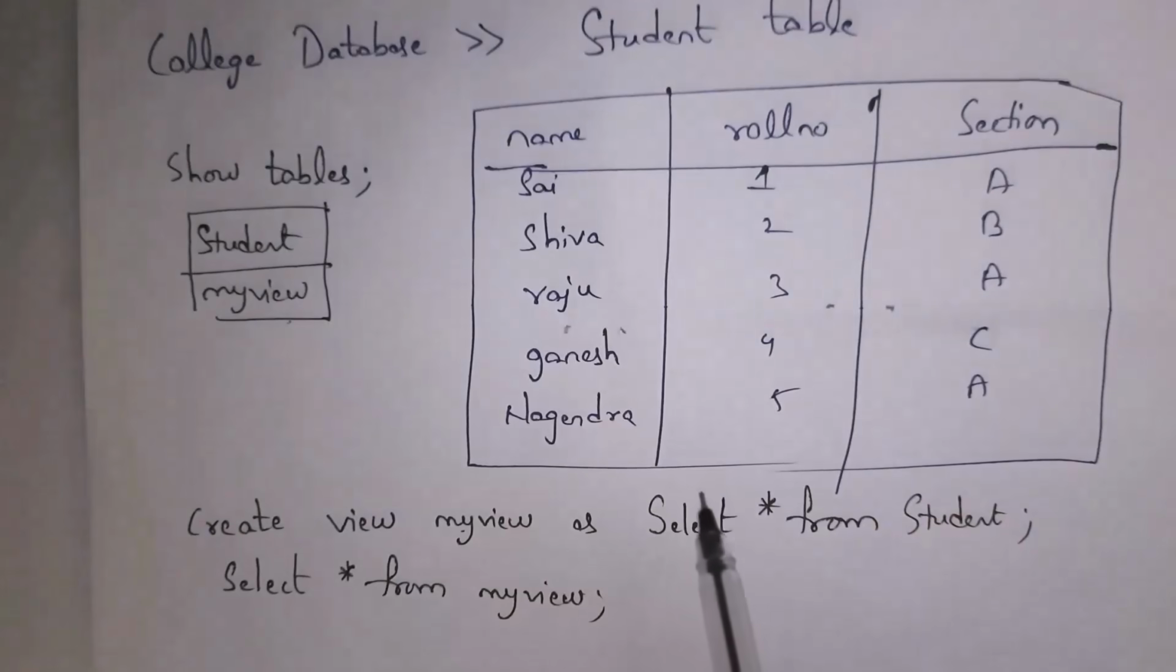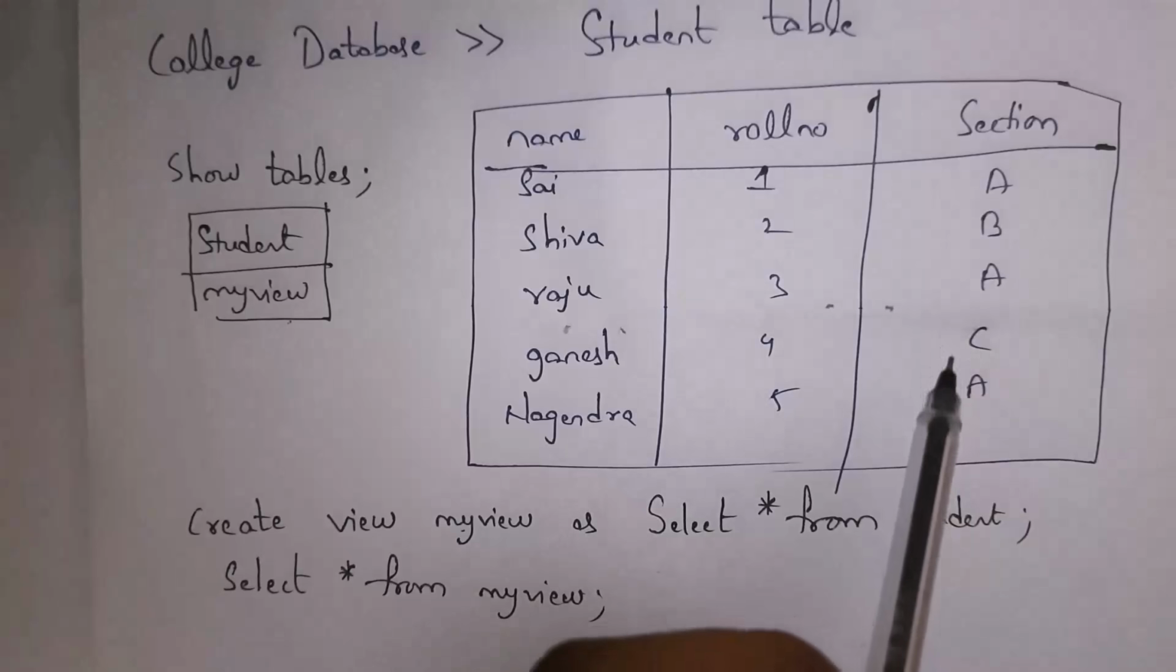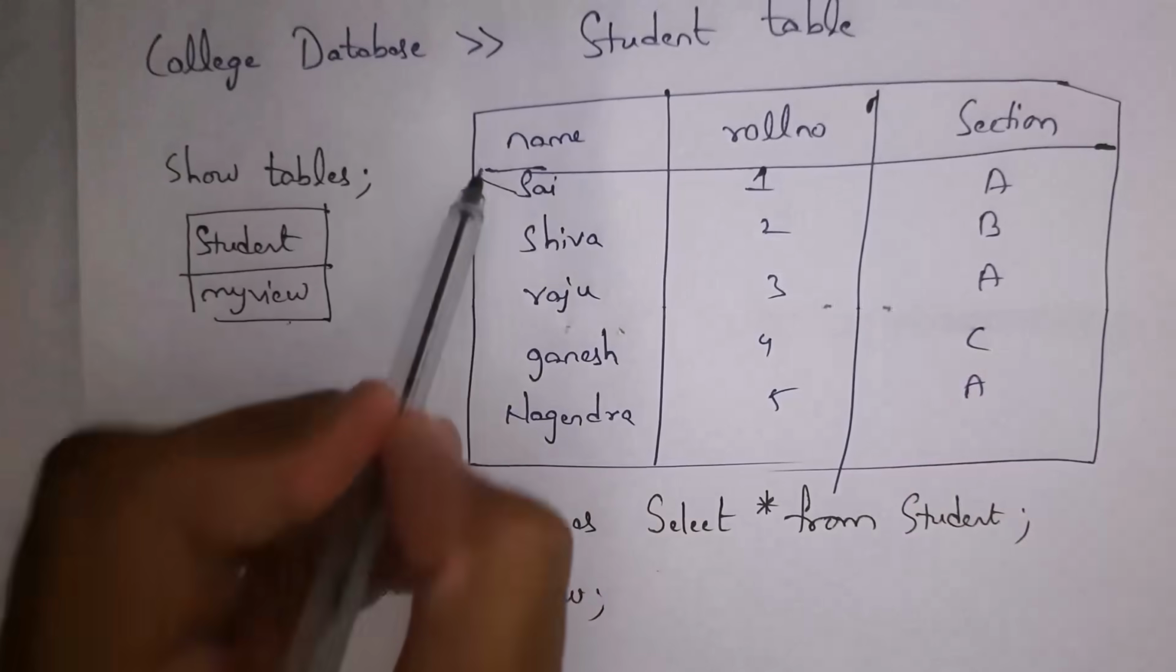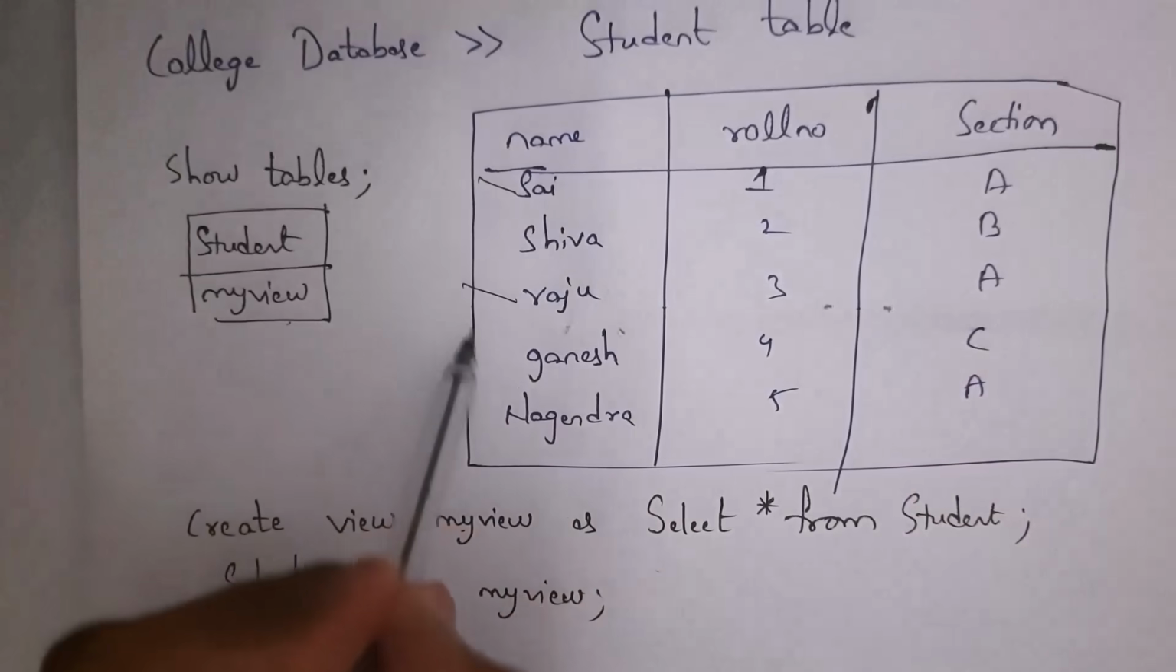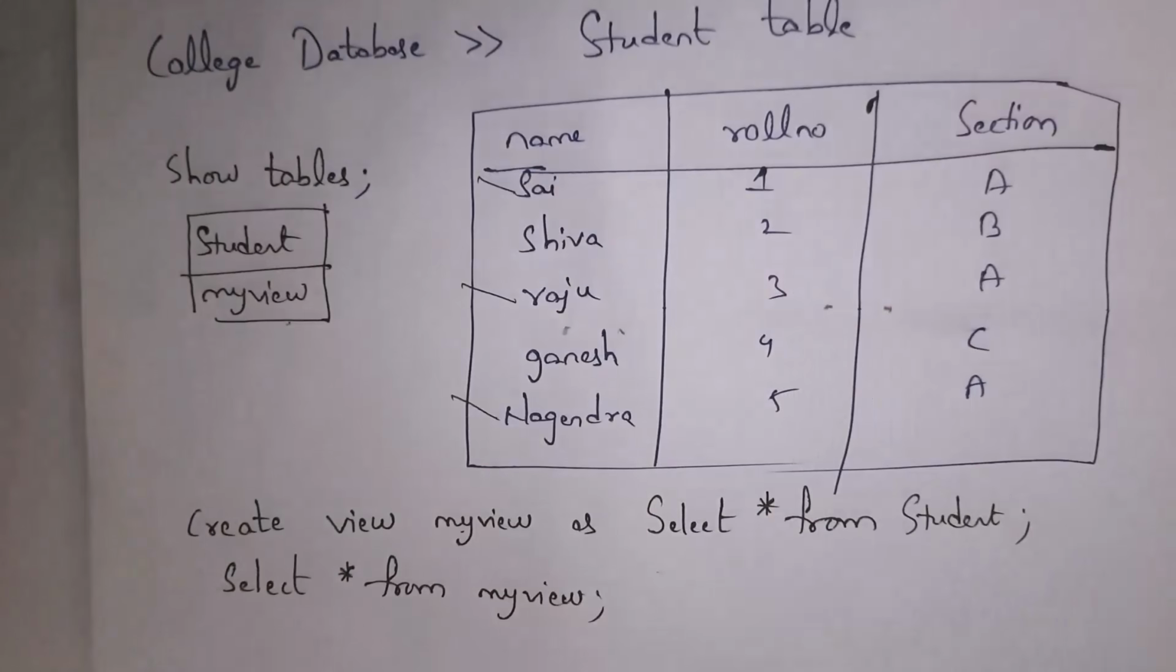Guys, select star from student means it will select complete data from all these three columns. But this time I don't want to select complete data. I want to select only the data of the students whose section is A. Here Sai section is A and Raju section is A and Nagendra section is A. So I want to select only these three records and create one separate view.